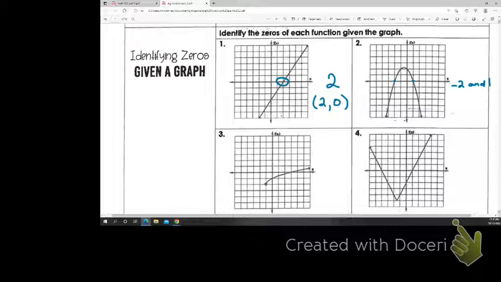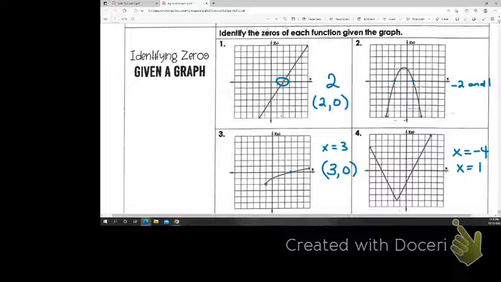So only concerned about where it's crossing the x-axis. 1, 2, 3. Again, it could be given as an ordered pair, or you might just say x equals 3. So we're identifying those x values when the y is 0. So I could say x is -4, and also x, what would the other 0 be? When x is 1? Because that's where it crosses.